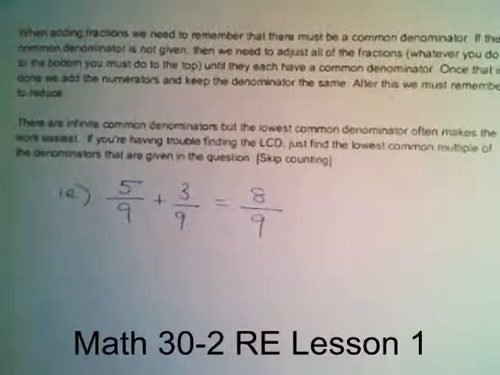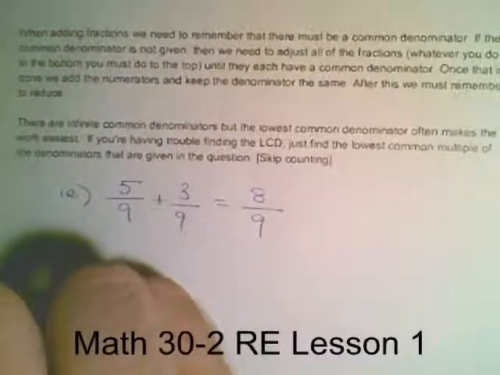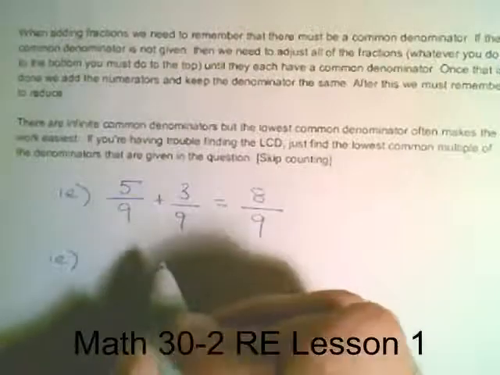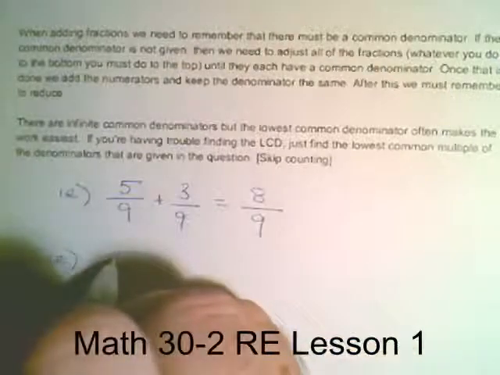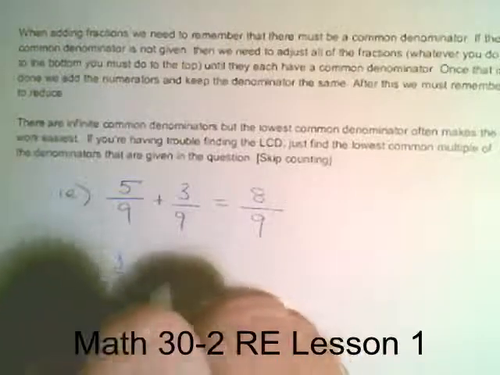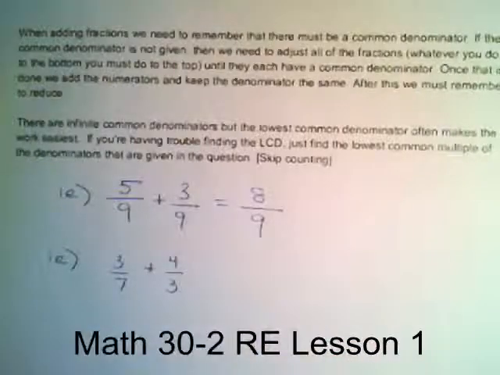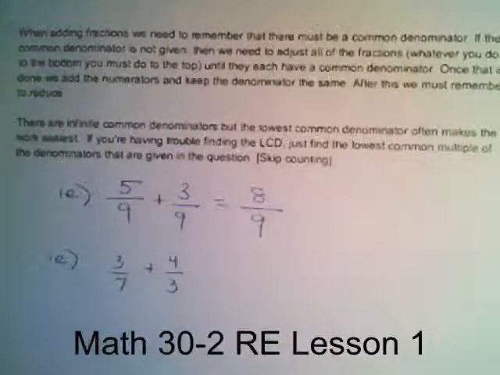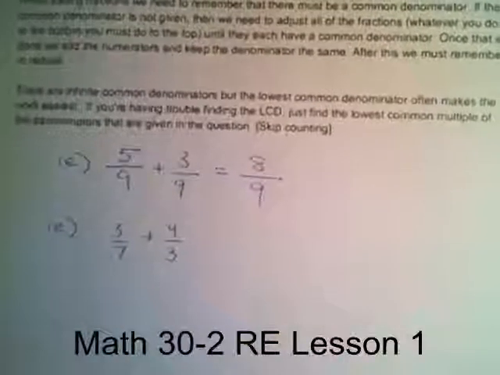Now, I need you to know that there's an infinite number of common denominators. You can use whichever one you want, but the lowest one makes it easiest. It's the least amount of work. Sometimes it takes a little bit to find the lowest common denominator, but once you get comfortable with it, the lowest common denominator is the quick and easiest one. So I can look at this.